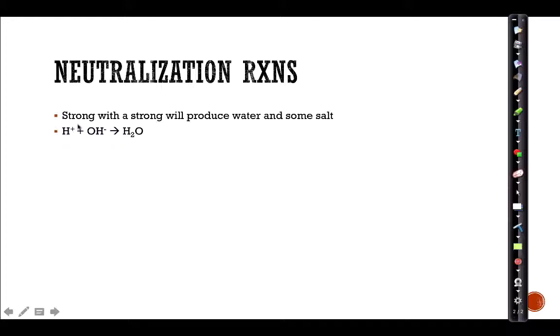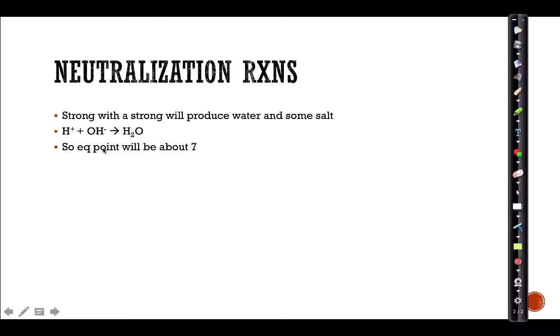Because anytime you put a strong acid into water, you're making H plus because it fully ionizes. Same thing with a strong base. It fully ionizes and produces hydroxide. So if I put H plus with hydroxide, I will produce water. Well, if you were titrating a strong acid with a strong base, your equivalence point should be about 7.